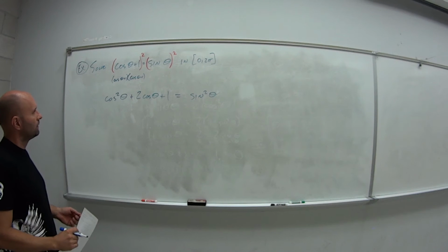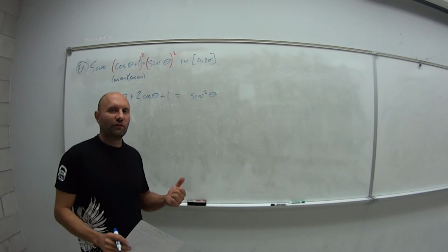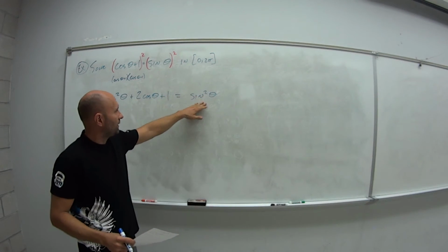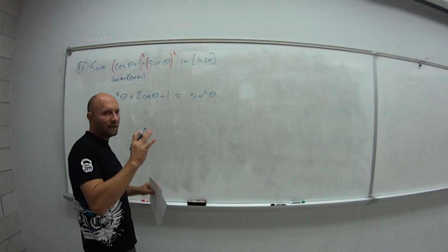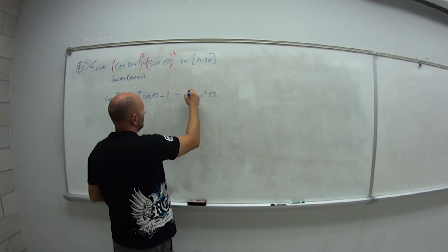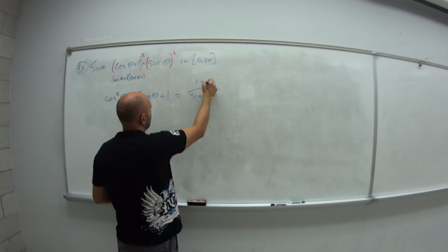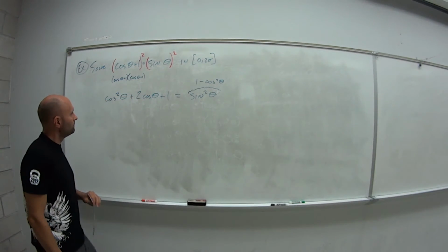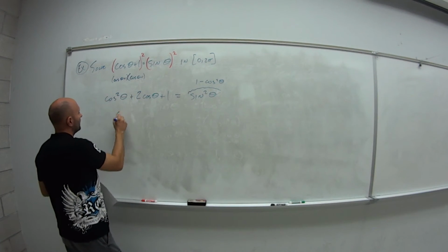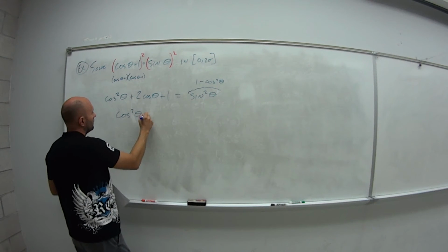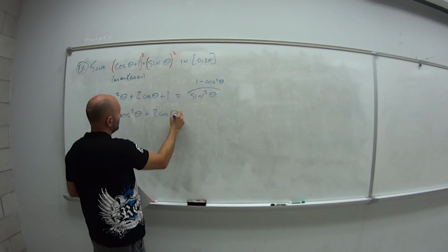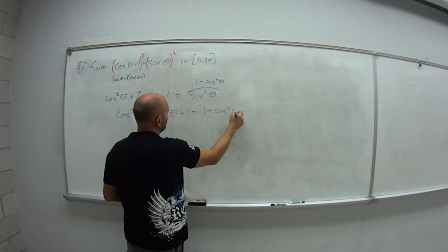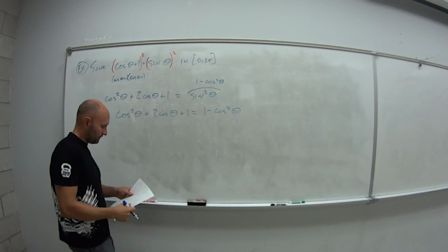So now this is similar to the first example we looked at in this video. We have some cosine squareds, we have sine squared. What do we want to do? We want to get just one trig function. So this guy is equal to what? This is 1 minus cosine squared. So if I substitute that in, I get cosine squared theta plus 2 cosine theta plus 1 is equal to 1 minus cosine squared theta.